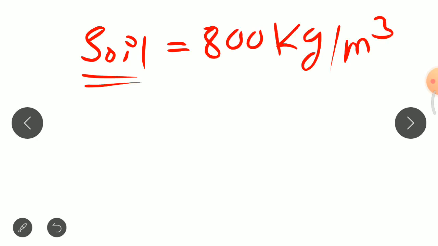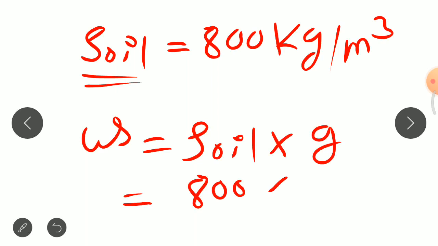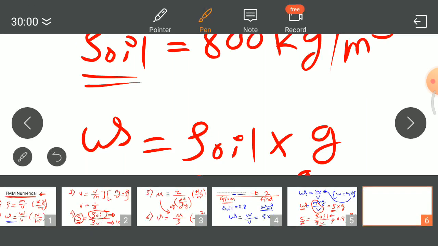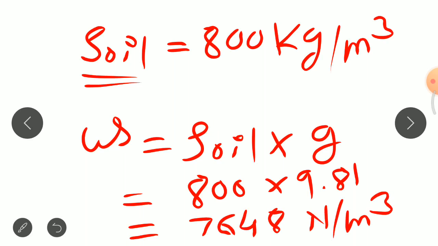When we get the value of oil density, the weight density formula is rho of oil multiply by G. Here I will put 800 multiply by 9.81, and the final answer becomes 7848 Newton per meter cube. This is our final answer for weight density.